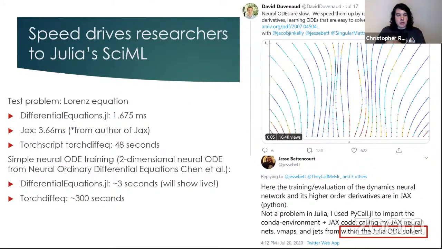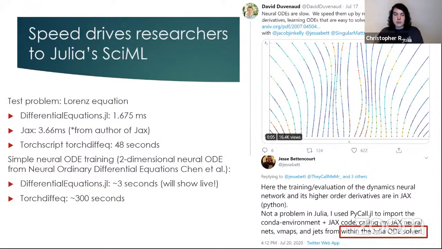So speed really drives a lot of researchers to the Julia SciML ecosystem. For example, what we showed before was that if you take the Lorenz equation and try it in a few different neural network combined differential equations ecosystems, DifferentialEquations.jl for the forward pass will be able to solve it in 1.67 milliseconds. From the authors of JAX, we found out that it's able to do it in 3.6 milliseconds. And if you tried this in TorchDiffEq, you get 48 seconds, right? So for very small equations, we have DifferentialEquations.jl optimized.